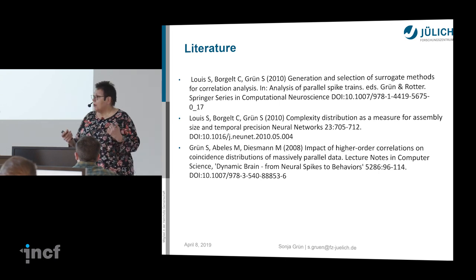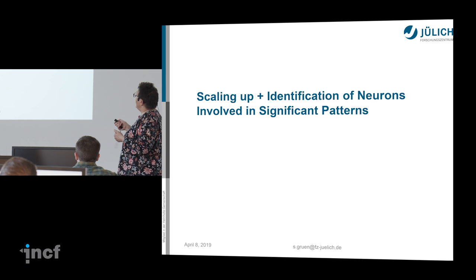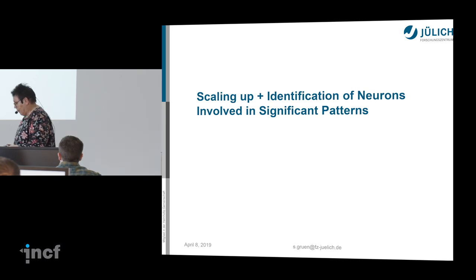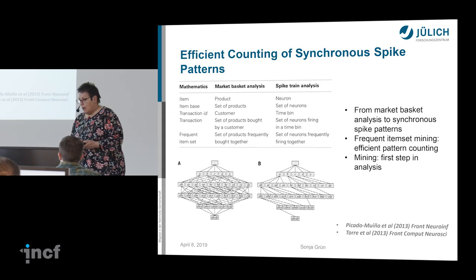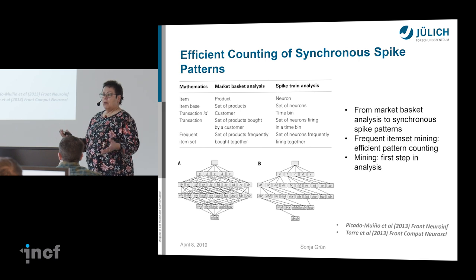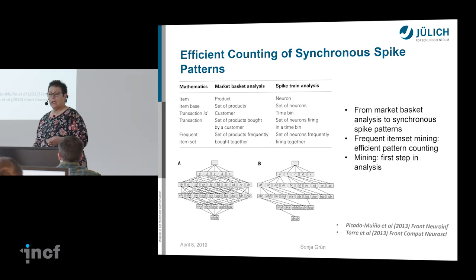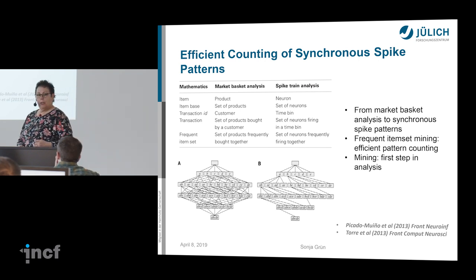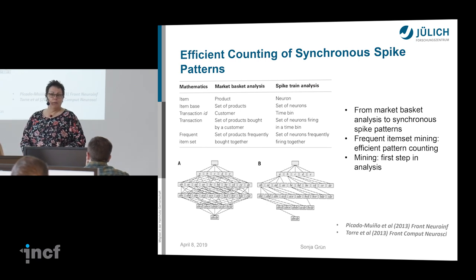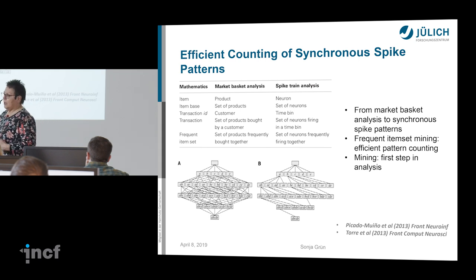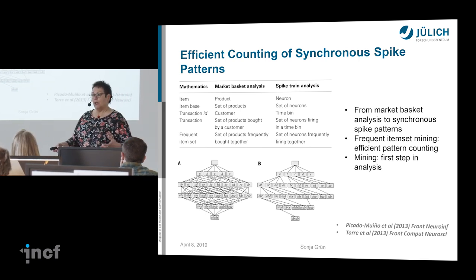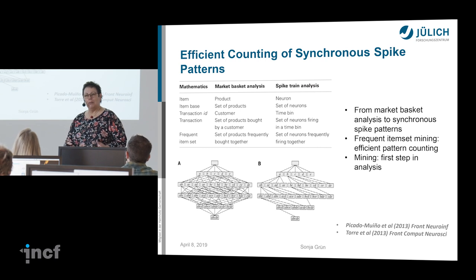Now we want to get a step further. We want to scale this up and identify the neurons that are involved in significant patterns. I learned at some point from a computer scientist who was talking about supermarket basket analysis. I don't know if you know about that. The supermarket seemed to be interested in knowing what people buy together, so that they typically buy wine and cheese and some bread together. They use this to place the products in the supermarket so that it's easier for you, or so that you buy more.